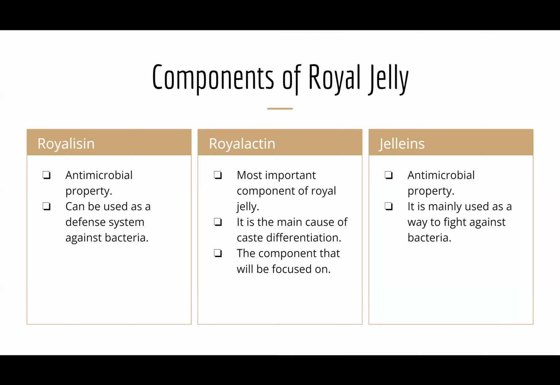So royalisin is an antimicrobial peptide, also known as an AMP, and it can be used as a defense system against bacteria. Royal actin is one of the most important components of royal jelly, and it's the main cause of why there is a caste differentiation. It's also the component that we'll be focused on today. And jellines are also antimicrobial peptides, and they are mainly used as a way to fight against bacteria.